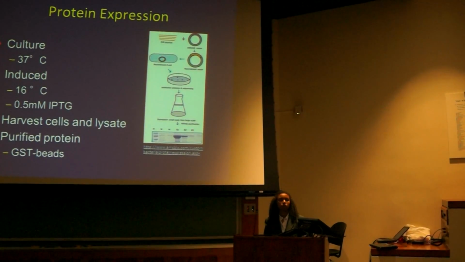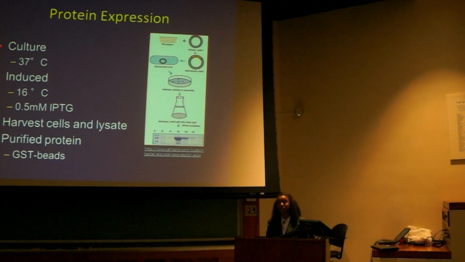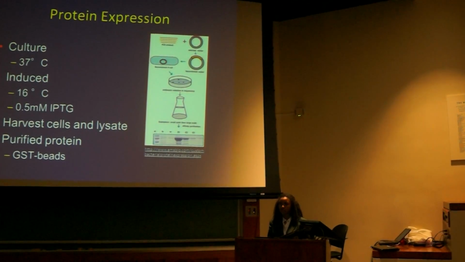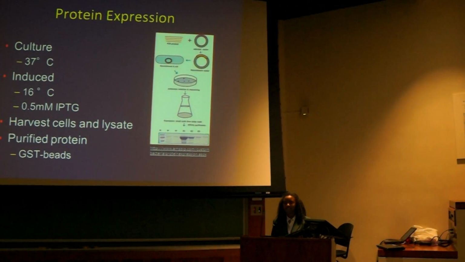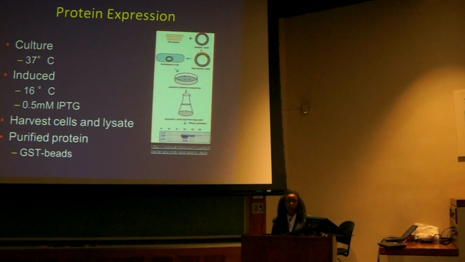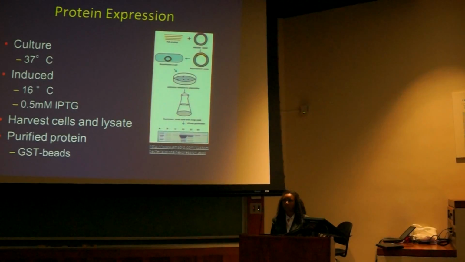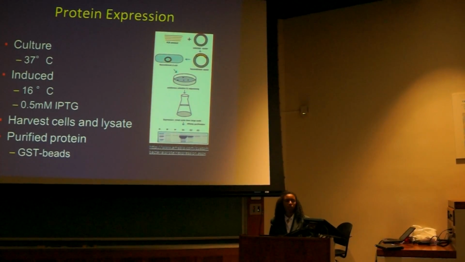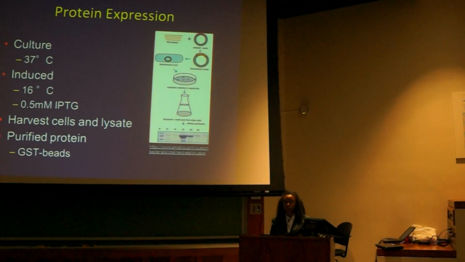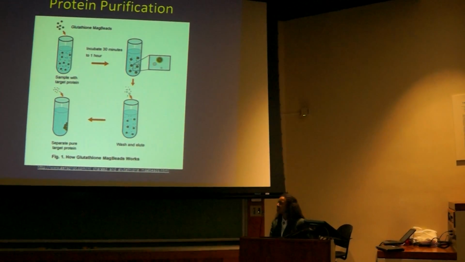In a protein expression, we're using our DLX competent cells, and we culture it at 37 degrees Celsius, and then we induce it at 16 degrees Celsius in 0.5 millimolar IPTG. IPTG is just a chemical used to induce the expression. After that, we harvest and lysate the cells. Once the cells are lysated, we move on to a protein purification.